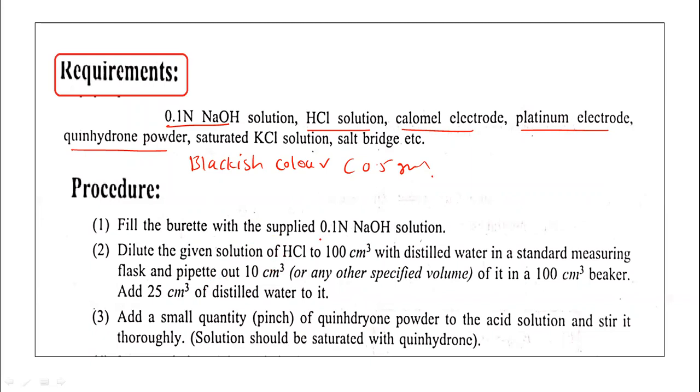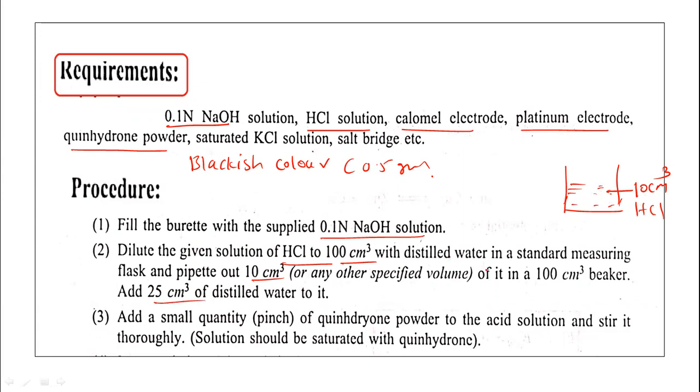First of all, we have to fill the burette with 0.1 normal NaOH solution. Then you are given a solution of HCl. You have to dilute that solution up to the mark with 100 ml by adding distilled water in the standard measuring flask. Pipette out 10 ml in a beaker. Take a 100 ml beaker, and in that take 10 ml of the diluted HCl solution. In that HCl solution, we have to add 25 ml of water.